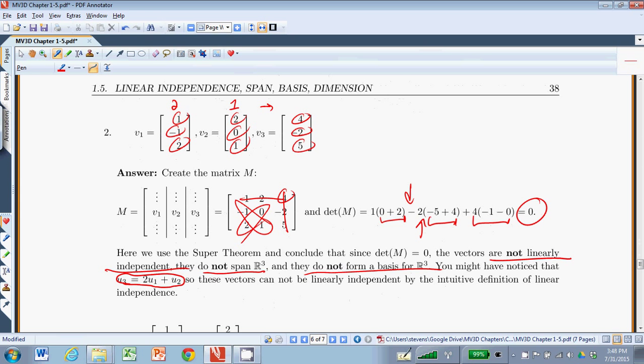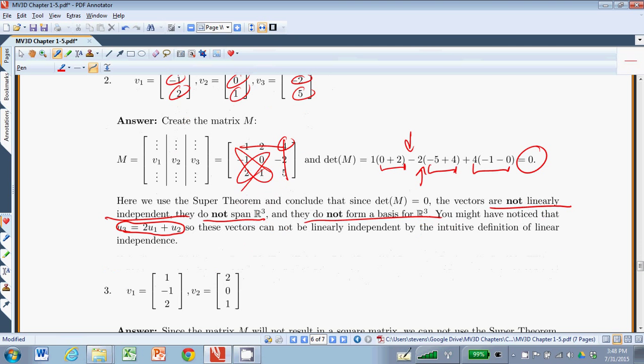So they're not linearly independent, right? The determinant is 0. They don't span the space. They don't form a basis.